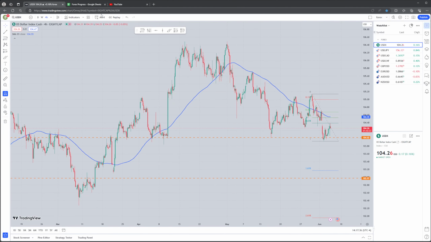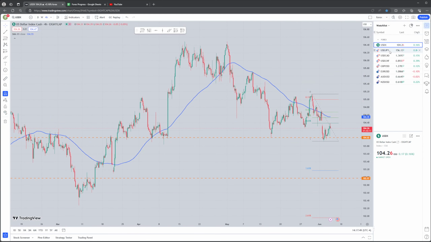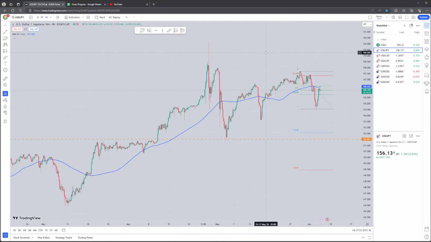So let's write it down. Today is Wednesday. USD index trend is clearly down, and our decision is to look for opportunities to sell USD. Now, let's analyze the first pair, USD Japanese yen.